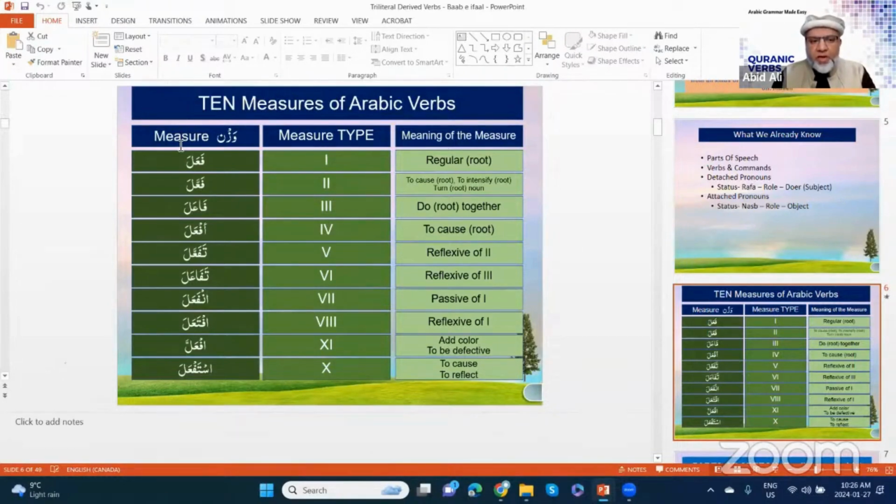So we call them bab or wazan or measure. These are the different patterns we have in the Arabic language. Yes? Is that making sense?